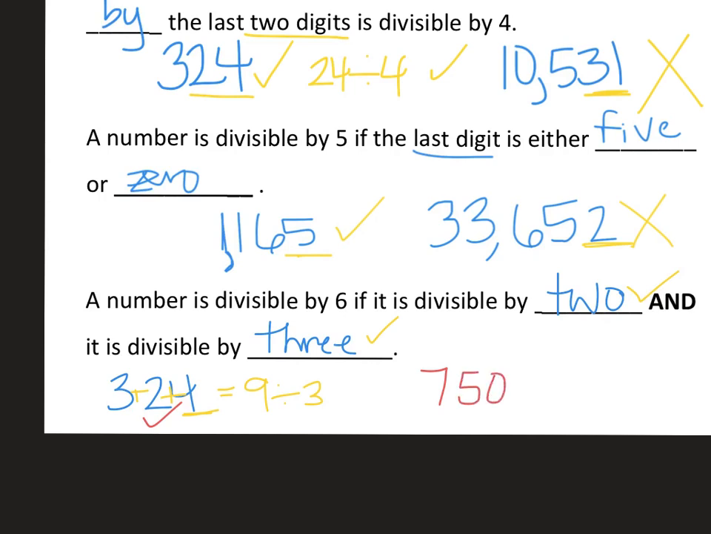750, you might not be sure if it's going to be divisible by 6. So first you check, does it pass the rule of divisibility for 2? Well, yeah, it ends in a 0. And does it pass the divisibility rule for 3? So you sum up those digits. 7 plus 5 would be 12, plus 0 is 12 still, and 12 is divisible by 3. So since it passes both tests, then 750 is also divisible by 6.